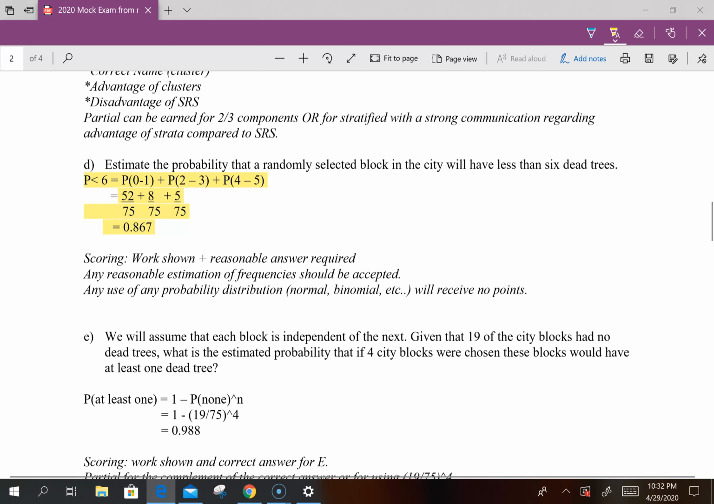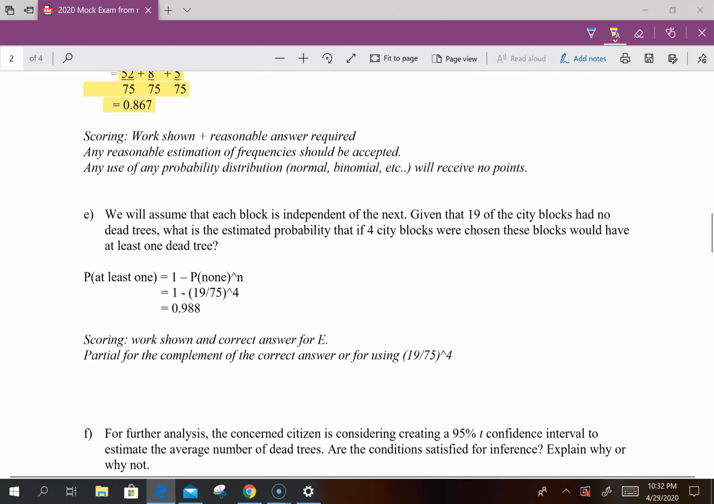All right, so then jumping down to letter E. It says we'll assume each block is independent of the next, and that's a huge thing for our probability. We've got formulas based on independent events, and that's what this is referencing. So given that 19 of the city blocks had no dead trees, what's the estimated probability that if 4 city blocks were chosen, these blocks would have at least 1 dead tree?